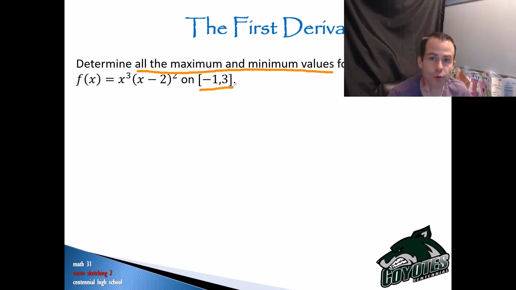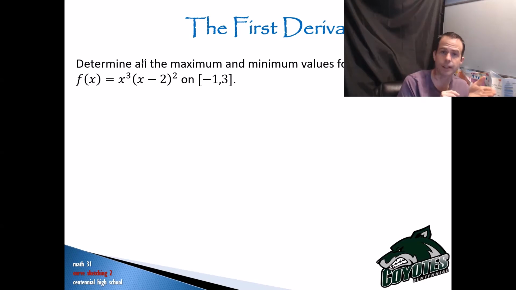And it's over an interval, so I'm also going to want to look at -1 and 3 as well as the critical numbers, okay? So to get the critical numbers, the first thing I need to do is figure out the derivative. And so when I'm looking at this, the easiest way to handle the derivative, I think, is the product rule. So I'm going to go derivative of f times g plus f times derivative of g.